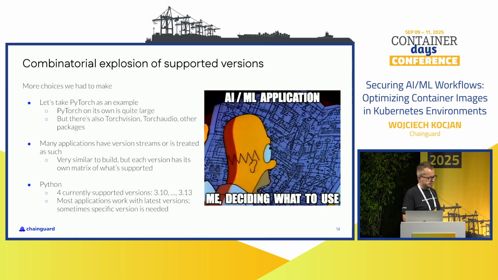I don't remember PyTorch right now, but we ship a lot of them, and some of them, if they're version streamed, we're basically treating them as separate applications. So we would have, I don't know, PyTorch version N and Python version M, and they could have different definitions of how to build them.